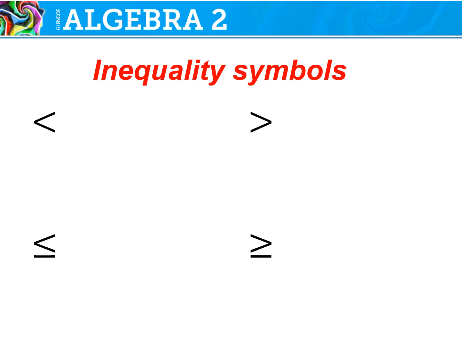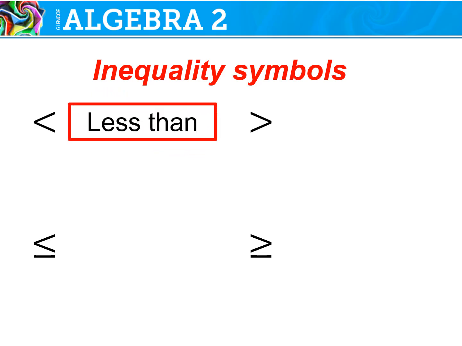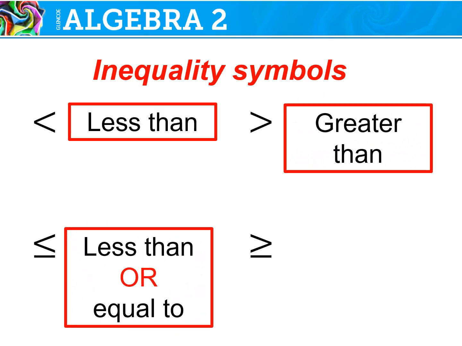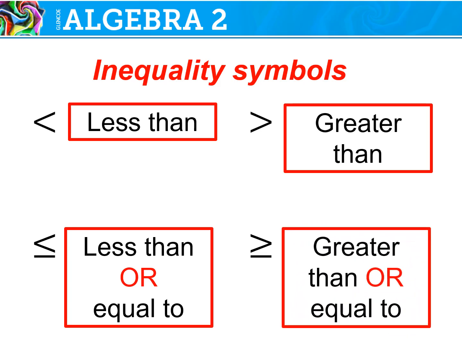Inequality symbols. Top left is less than, top right, greater than. So bottom left is less than or equal to, and bottom right is greater than or equal to.